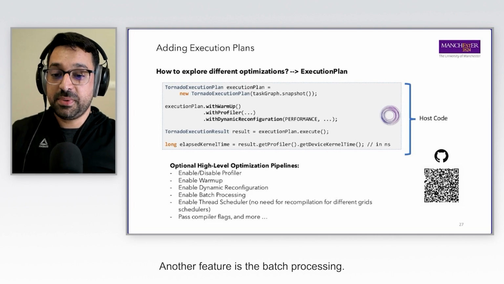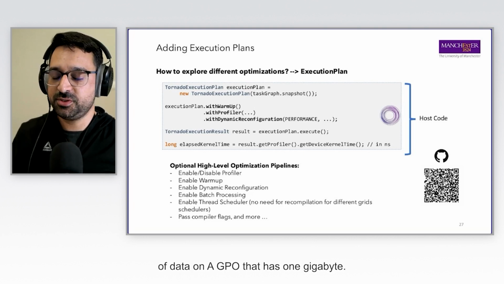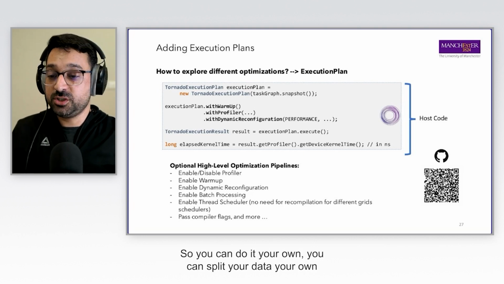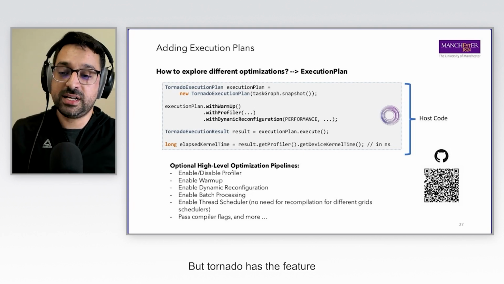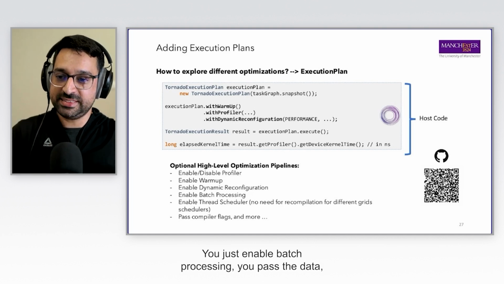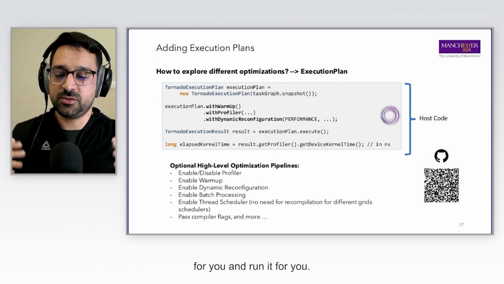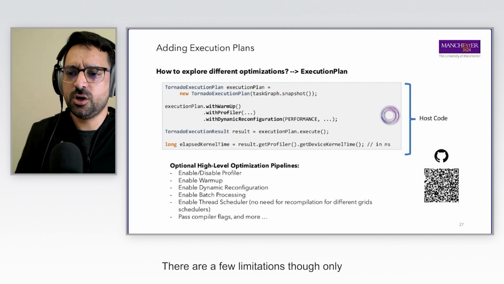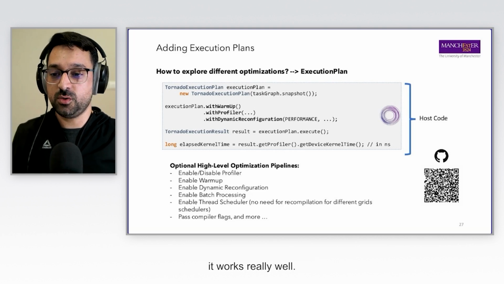Another feature is batch processing. Let's say you have to process 50 gigabytes of data on a GPU that has 1 gigabyte. You can do it on your own. You can split your data on your own, and that will work. But Tornado has the feature of doing everything automatically. You just enable batch processing, you pass the data, the maximum amount of data, and Tornado will do the splits for you and run it for you. There are a few limitations though, only for 1D kernels and so on. But as long as you can live with these limitations, it works really well.